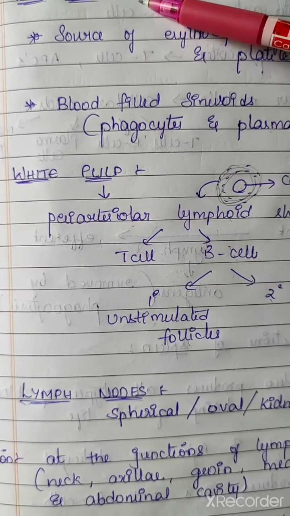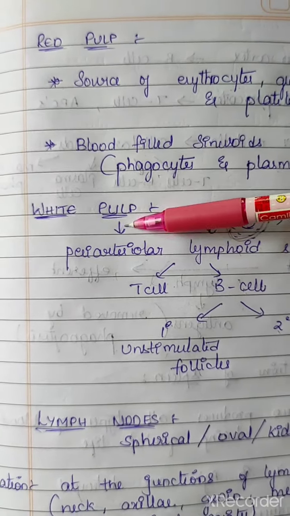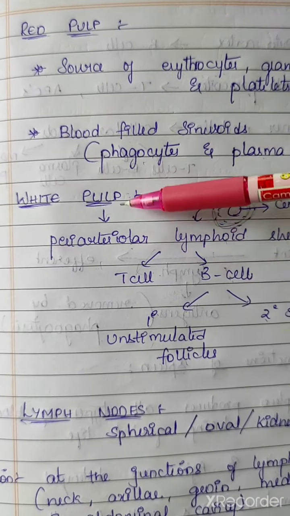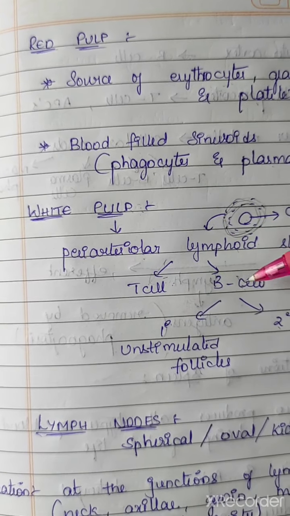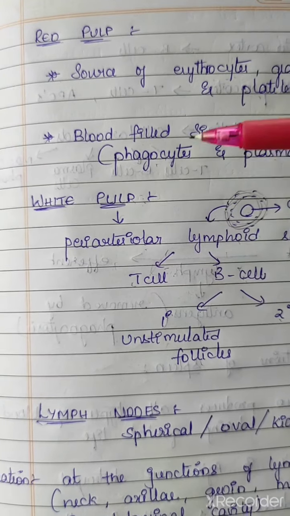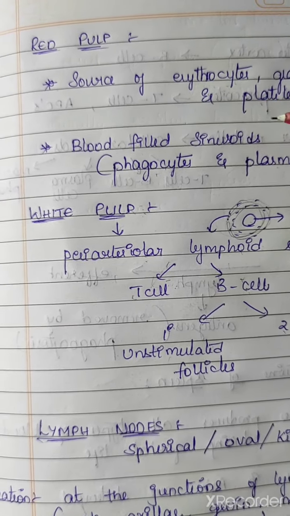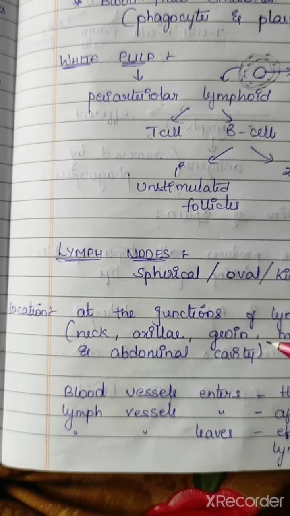Why we call this red pulp: it has red blood cells. And why we call this white pulp: it has lymphocytes, that is T lymphocytes and B lymphocytes. These two parts are very important in the spleen to perform immunity. Okay, coming to the lymph nodes.